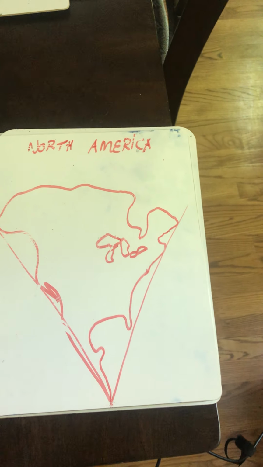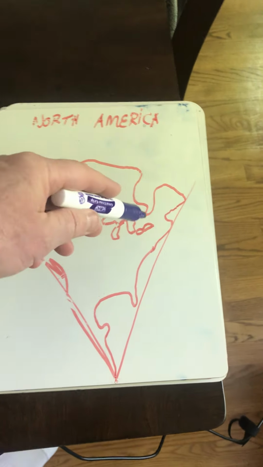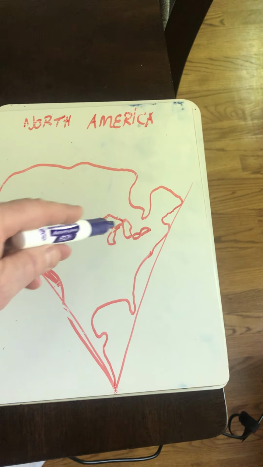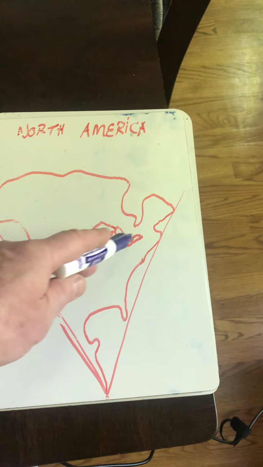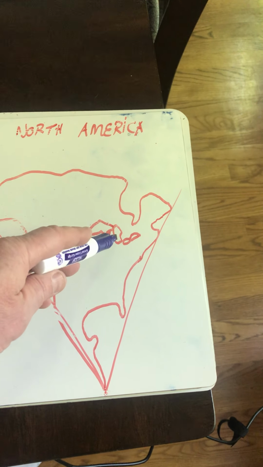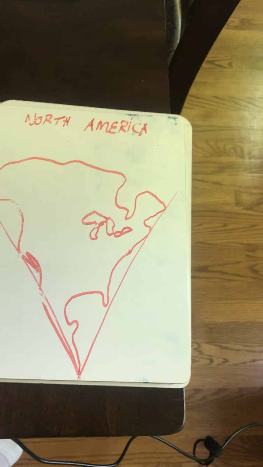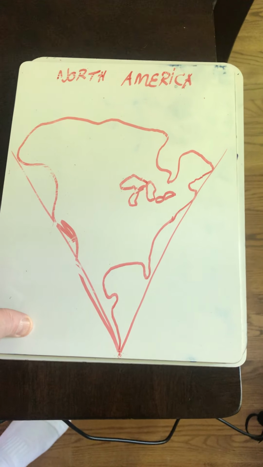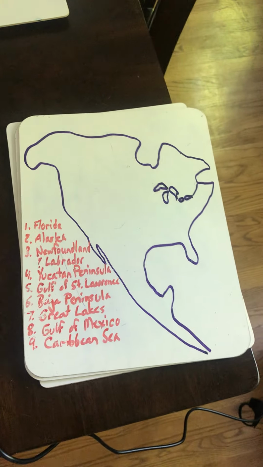Okay, now we've basically got what I already drew, and I added the Great Lakes. Lake Ontario, Lake Erie, which is actually bigger than Lake Ontario, at least in terms of surface area, Lake Huron, Lake Michigan, and Lake Superior. You can sketch those in. Okay, now for some fun.